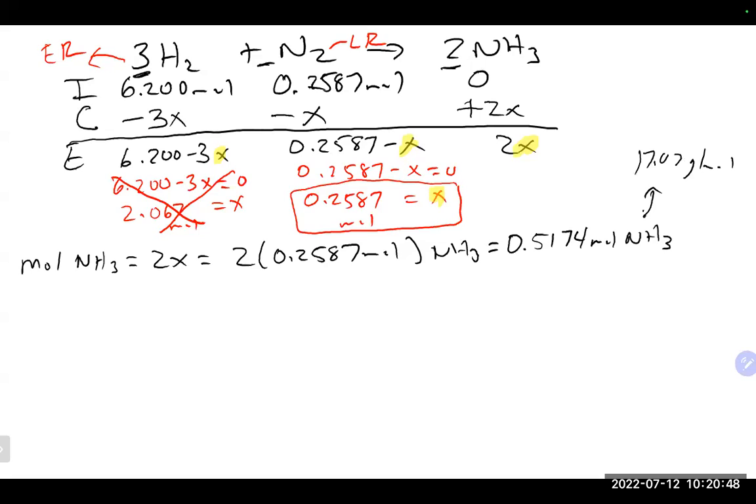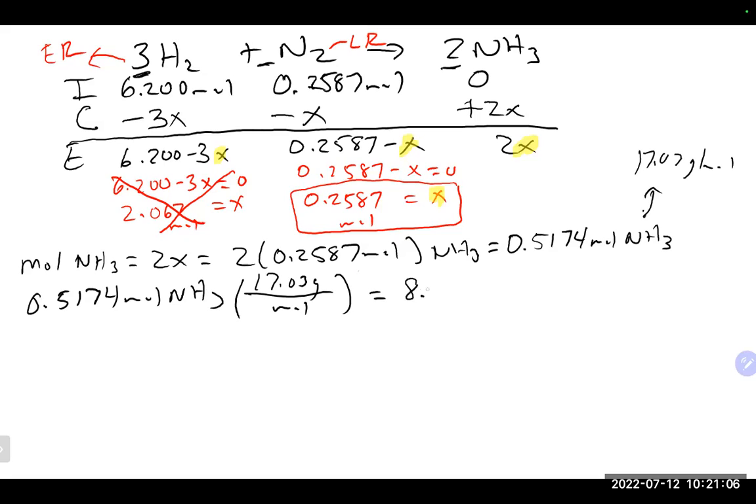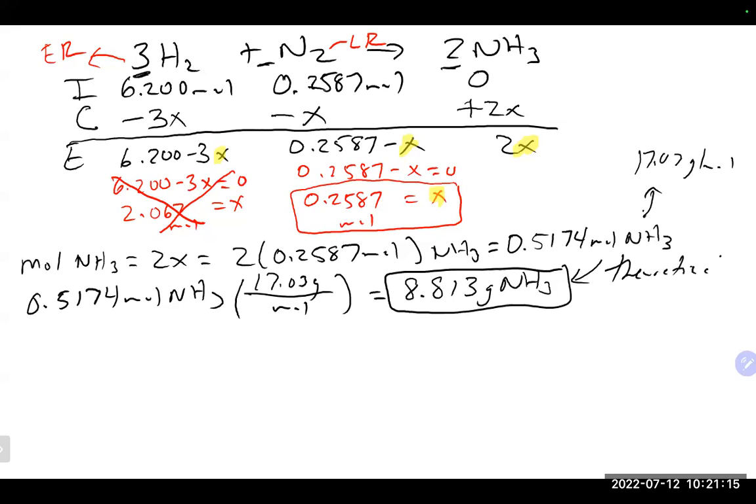So using the molar mass from the periodic table, we see that we did produce here about 8.813 grams of NH3 in this case. This would be, once again, what is referred to as the theoretical yield in this case. First off, any questions on that?